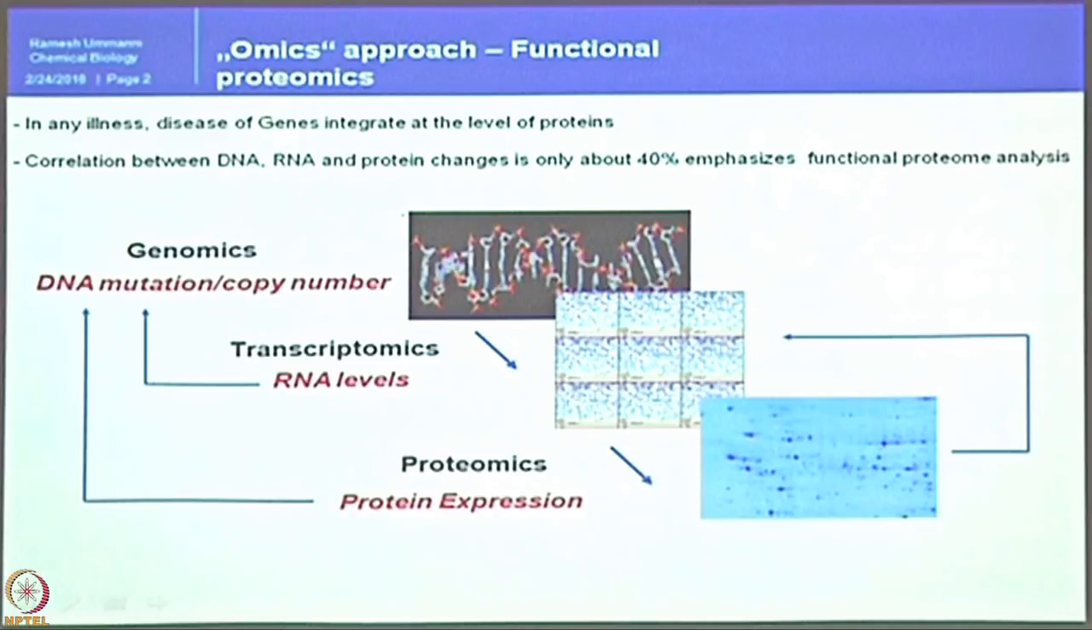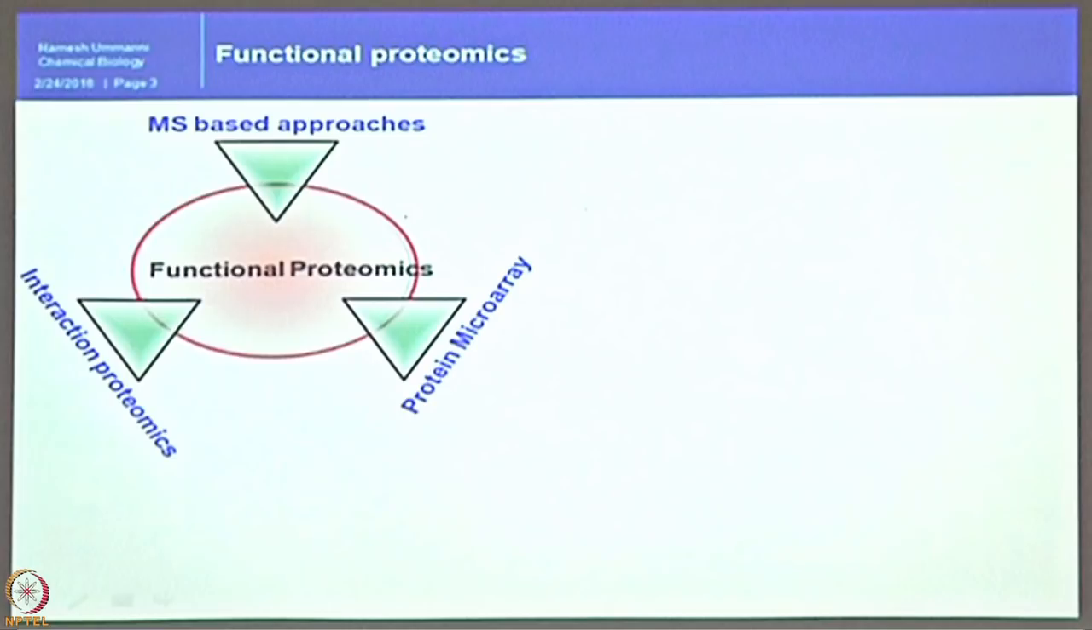Any illness or disease of genes is integrated at the protein level, and that too at the protein functional level. That is one of the reasons you should perform functional proteomics rather than differential proteomics. If you look at any proteomics books in the library or on the internet, proteomics is broadly divided into differential proteomics, structural proteomics, and functional proteomics. Differential proteomics always tells about upregulation and downregulation. So what?